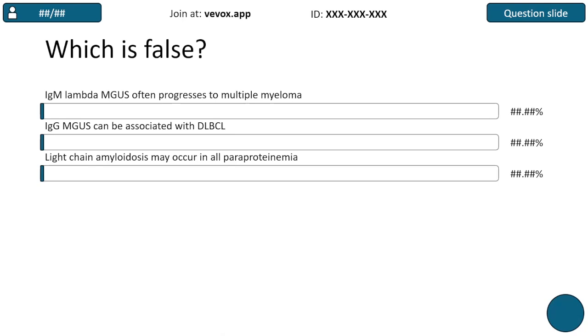And so the answer here is A, IgM lambda MGUS often progresses to multiple myeloma. When you look at these cells producing monoclonal antibodies, once B cells become more defined in their role and eventually become plasma cells, they tend to secrete more sophisticated antibodies. So they tend to be IgG, IgA, IgD, IgE, as opposed to the IgM, which tends to be produced by earlier B cells, or what we call lymphoplasmacytic B cells.